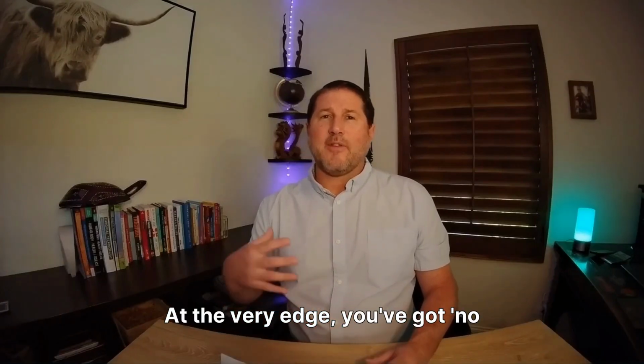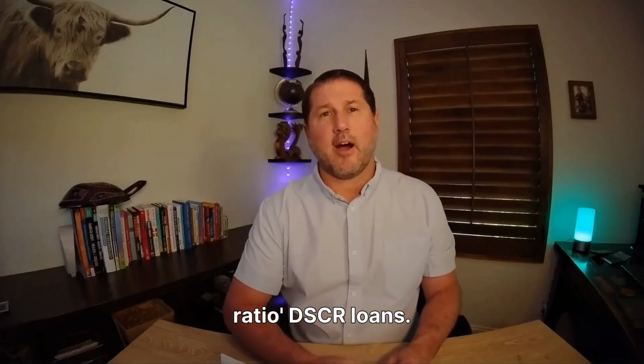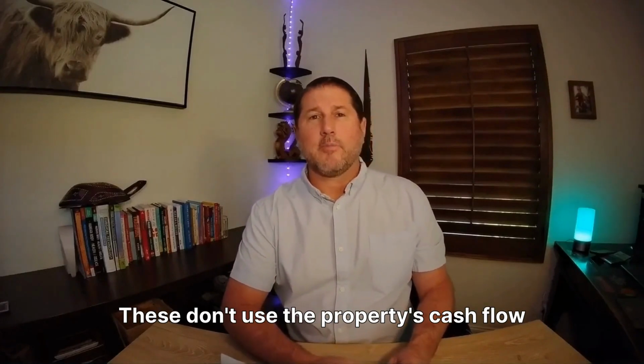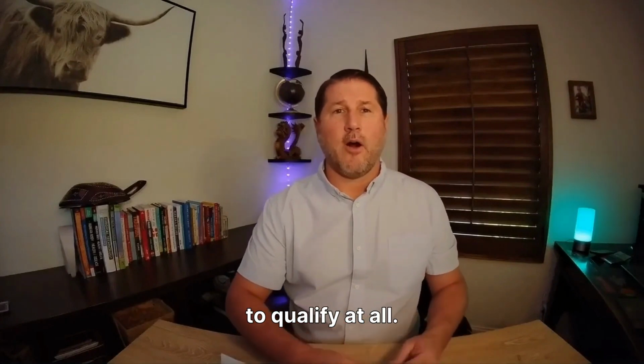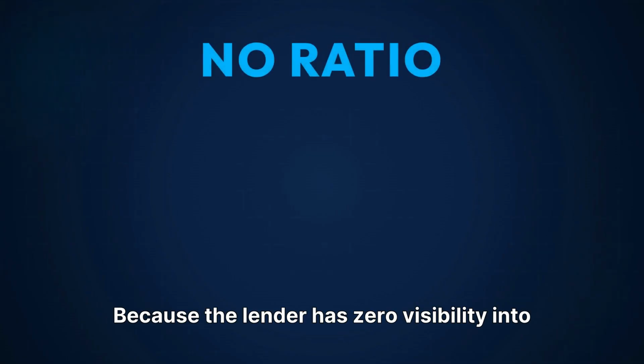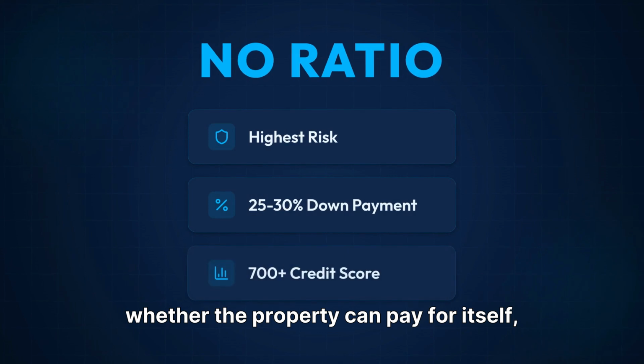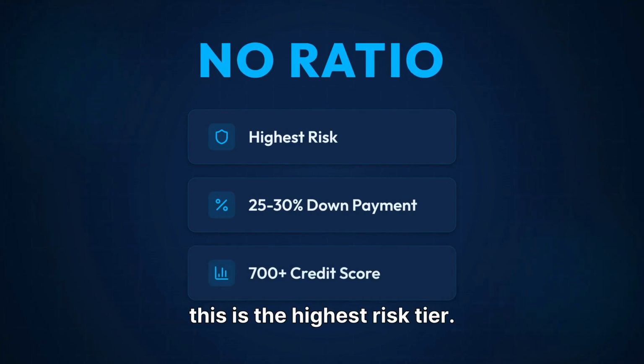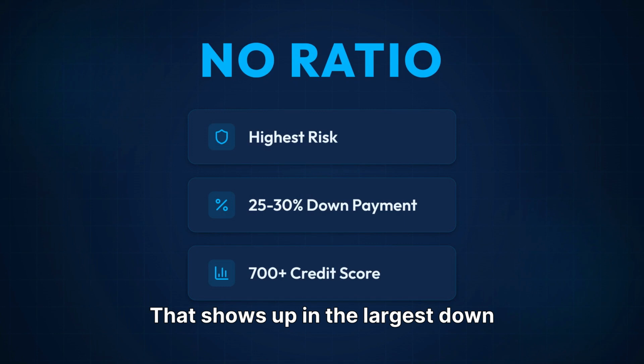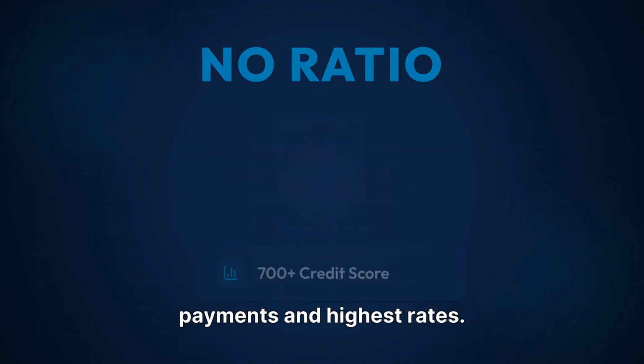At the very edge, you've got no ratio DSCR loans. These don't use the property's cash flow to qualify at all, because the lender has zero visibility into whether the property can pay for itself. This is the highest risk tier. That shows up in the largest down payments and highest rates.